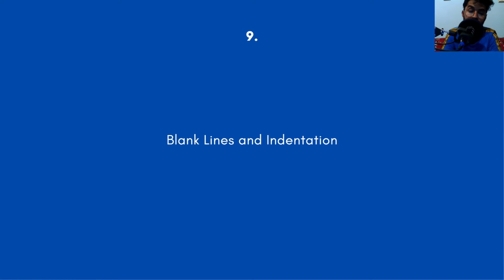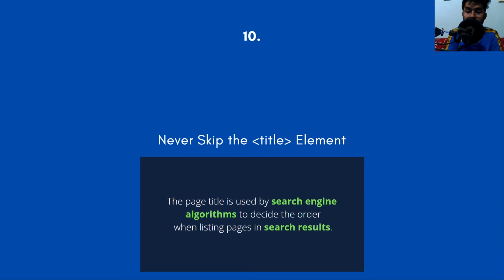So we are done with the 8th point and the 9th point. Let's go for the 10th one: never skip the title element. This is important because the title element is used by the search engine algorithm to decide the order when listing the pages in the search results. So always use a proper title for your topic.